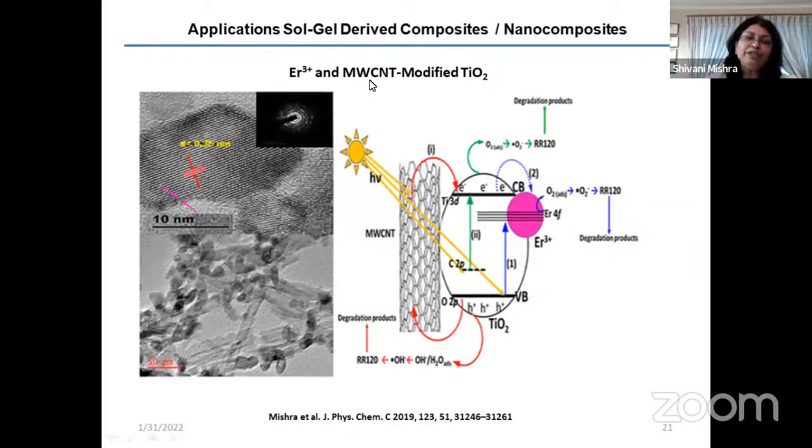All right. So this is one of the published articles where we made use of sol-gel technology. What we introduced here were carbon nanotubes along with the rare earth erbium. And then we found how the photoluminescence shifted and the band gap energies shifted. And this is the picture of the nanocomposites, the transmission electron micrograph of the sol-gel derived nanocomposites here.